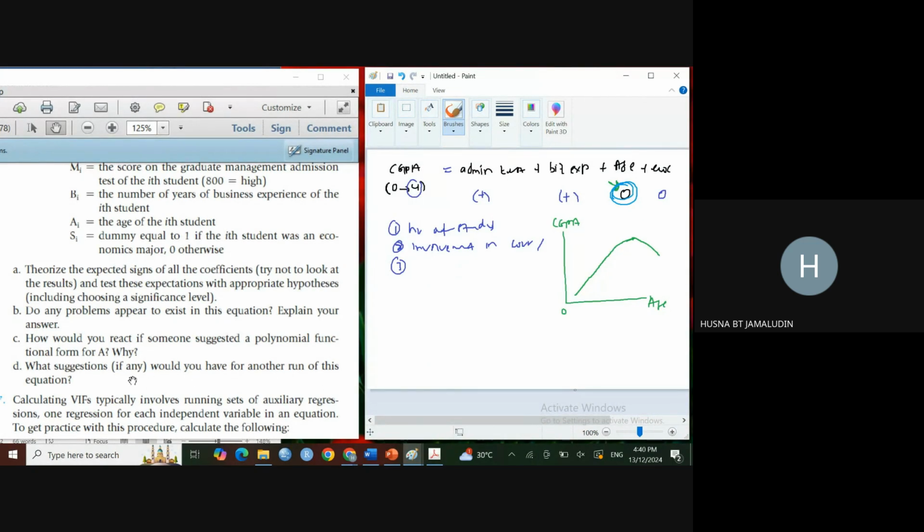Okay. What suggestion, if any, would you have for another run of this equation? Do you know what it means? It means that if, let's say, you're not happy with this equation, what suggestion will you give? Normally what they expect to see from you is that you just have to adjust. If you are not happy with the functional form, change the functional form. But at the moment you are happy with the Lin. Okay. If you are not happy with the variables, drop the irrelevant variable and then add the relevant one. Then write a new equation. That's it. Okay? So is it clear?